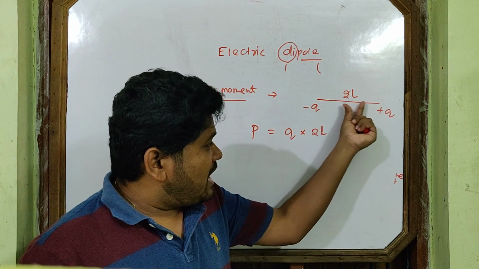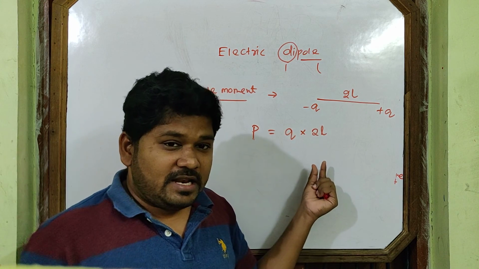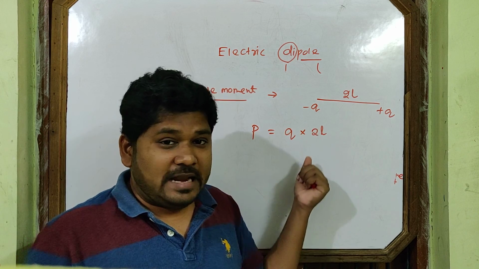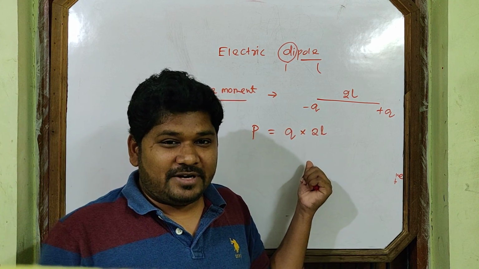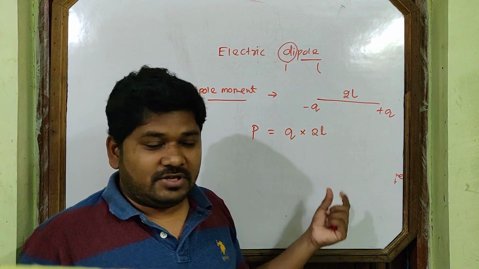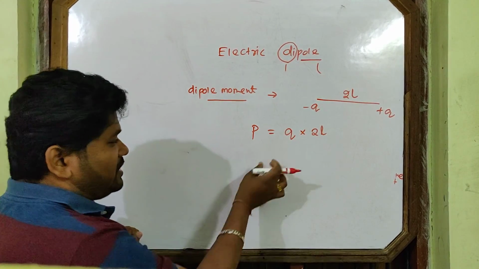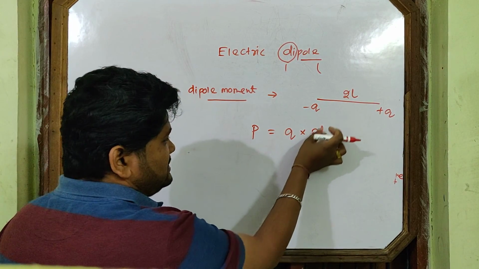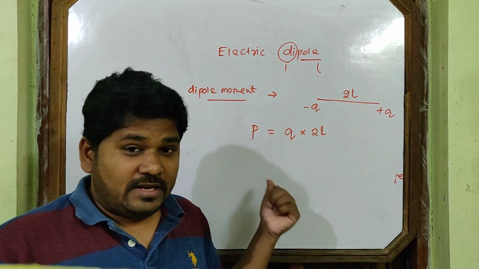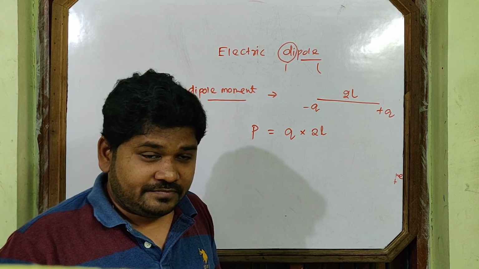Always you will use half of it. If you use half of 2L, it always becomes L, which is easy for us to write. If I take a length L, its half will be L by 2, and it will be a little difficult to write L by 2 always. So let's better take 2L as the length of the dipole. So what is the dipole moment? Product of the magnitude of either charge and the distance of separation between them. This is the electric dipole moment, and qualitatively it determines the strength of the dipole.